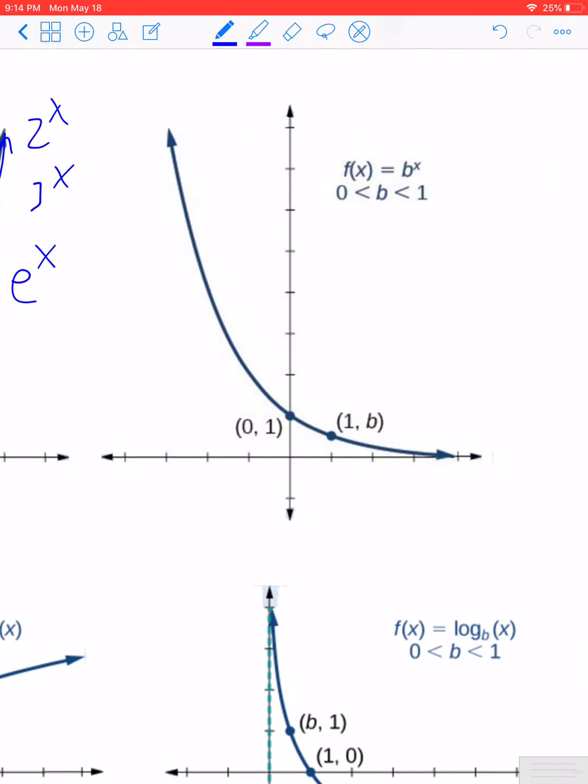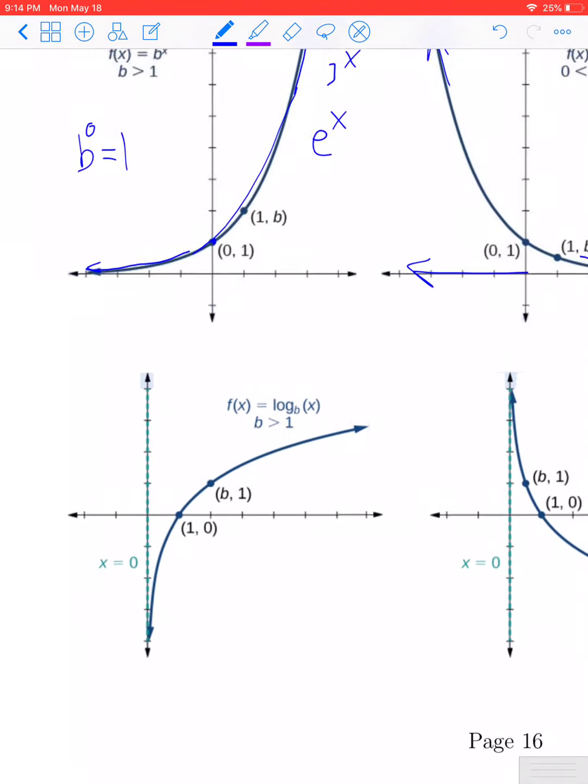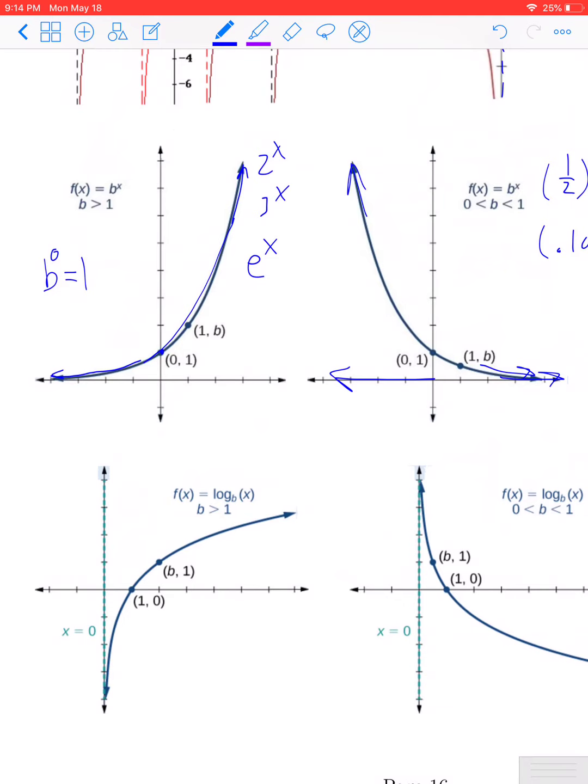If the base is between 0 and 1, so things like 1/2 to the x, or let's say like 0.1 to the x, then it kind of opens in the opposite direction. As x approaches negative infinity, the function would approach positive infinity, and as x approaches positive infinity, the graph would approach 0. So make sure you know what the graph of the basic types of exponentials look like.